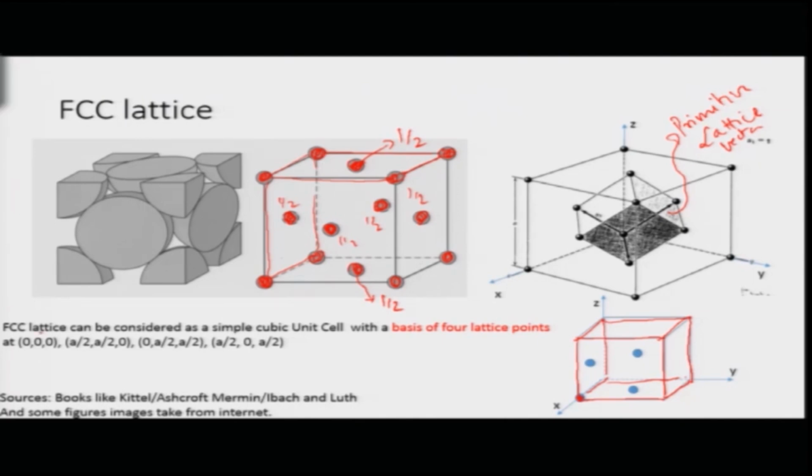So, the FCC structure can be described with a simple cubic unit cell with lattice parameter a, and these are the fundamental vectors. These are not the primitive vectors, these are the fundamental vectors. Primitive vectors are shown here. But this conventional unit cell has 4 lattice points per cell. 1 is sitting at the origin, and the 3 are at a by 2, a by 2, 0; 0, a by 2, a by 2; and a by 2, 0, a by 2. So, these are the 4 lattice points for the FCC structure.